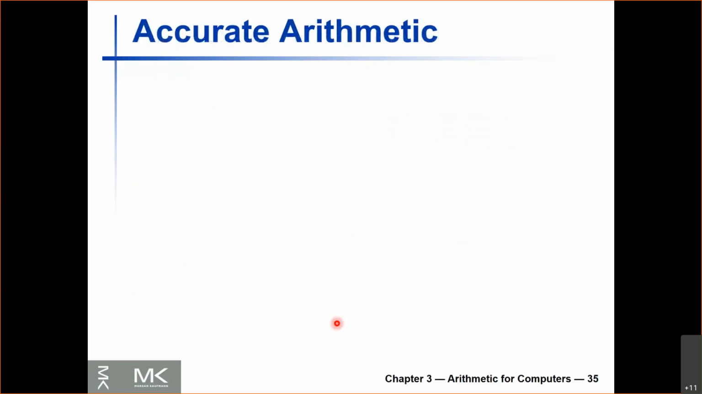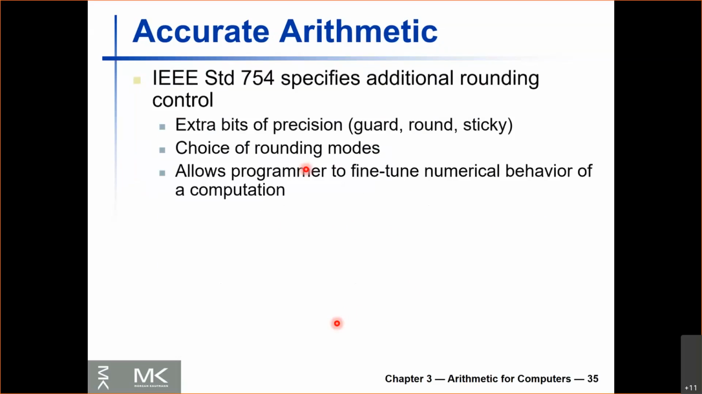All right, a final point regarding accuracy of the arithmetic. So someone asked me about rounding, and we'll talk about rounding now very briefly. So the IEEE standard specifies different ways of doing rounding. Okay, there's different ways. One of them is called having a guard bit. Another one, there's the round bit, a sticky bit, right?